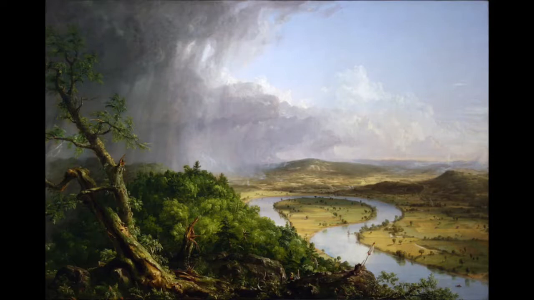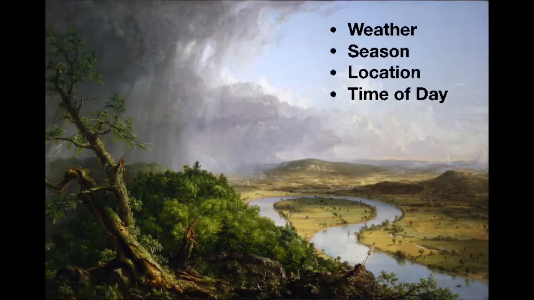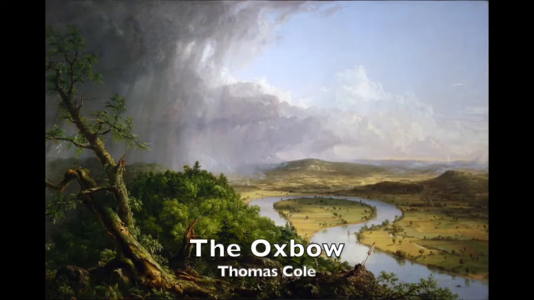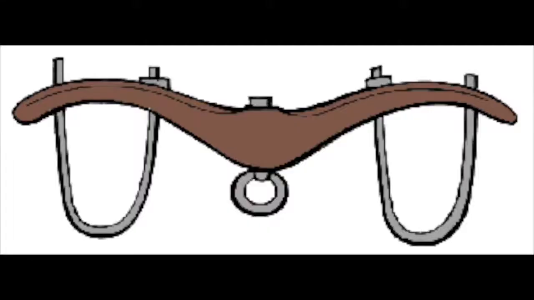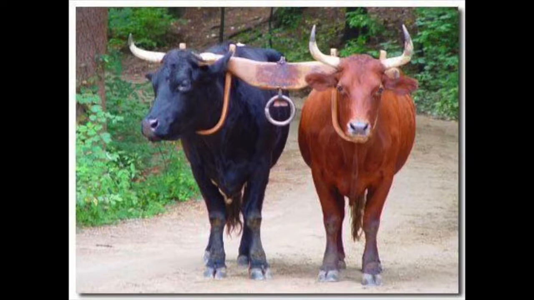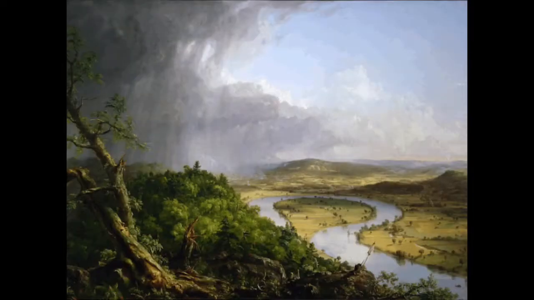When you look at a landscape painting, try to notice the weather, season, location, and time of day. This painting by the American artist Thomas Cole has a very long name, but it's usually called the oxbow. An oxbow is a U-shaped collar placed around the neck of an ox so that it can be hitched to a plough. Can you find something U-shaped in this scene?